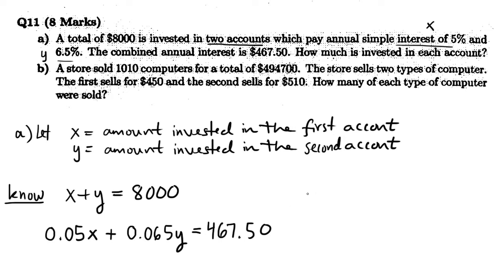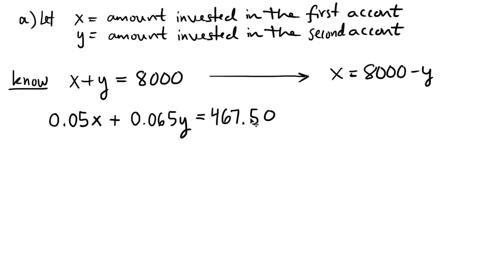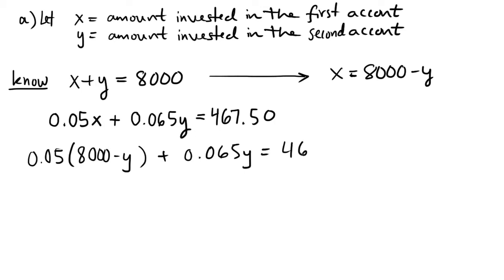Let's solve it. We could use any method we want. I think I want to use substitution. Why don't I isolate for x here? So x is 8,000 minus y. And what I'm going to do is recopy this equation, but instead of writing x, I'm going to replace it by something that it's equal to. Namely, I'm going to replace x by 8,000 minus y. And the rest stays the same. Notice now everything is in terms of y, so that's good.